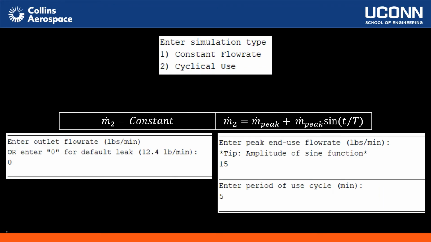For the end-use pattern, there are currently two options: a constant flow rate, which could be used to model a leak or constant usage, for example during an extended equipment test or tool operation, and a cyclical flow rate, which simulates intermittent usage. Once an option is selected, the program prompts the user for one or two more inputs. Then the program completes the calculations using a differential equation solver with event detection settings to model a simple pressure controller.